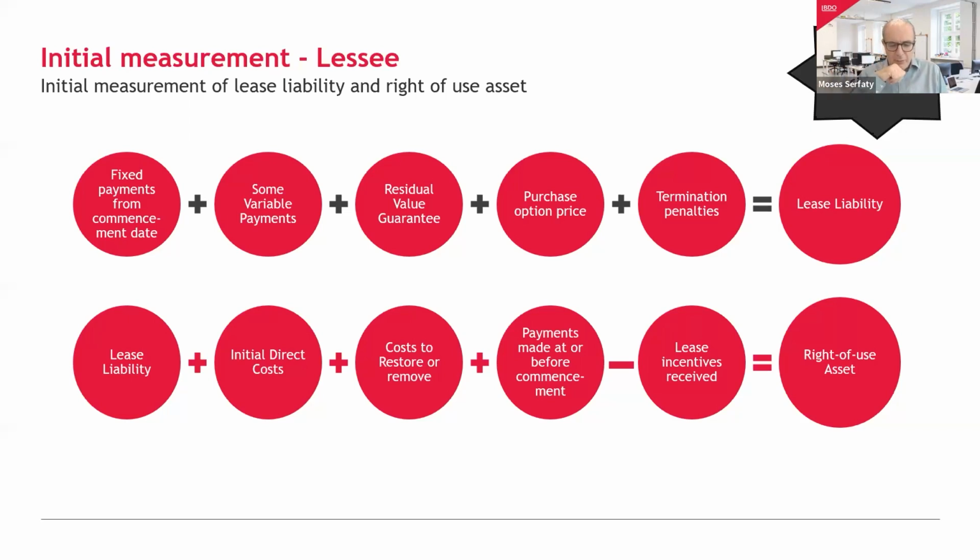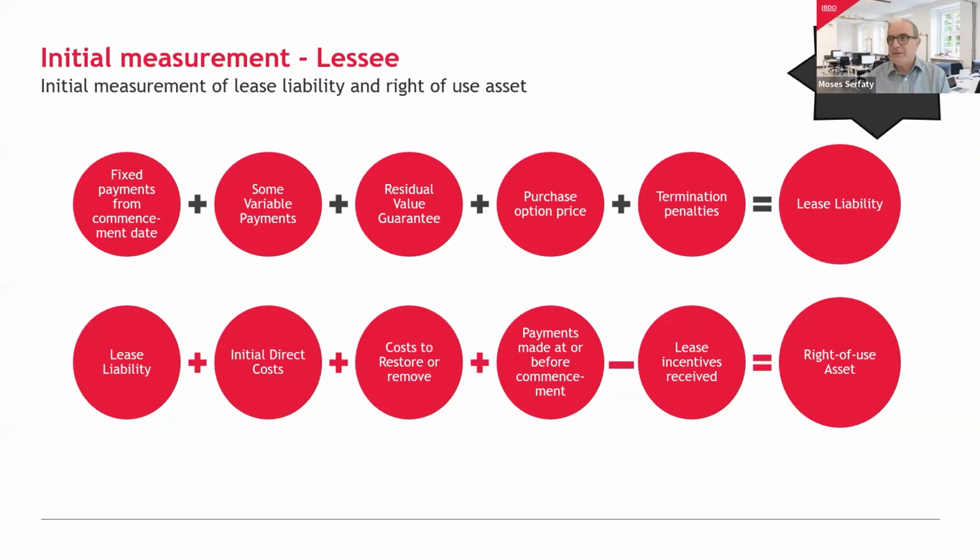Then any costs to restore or remove the assets, so restore the assets to the condition they were in, or remove the assets. Again, those are future costs. The other side of this entry would go to, say, a provision in the main. You then also add payments made at or before commencement day. So you might have paid some key money or something up front. You would then add that.